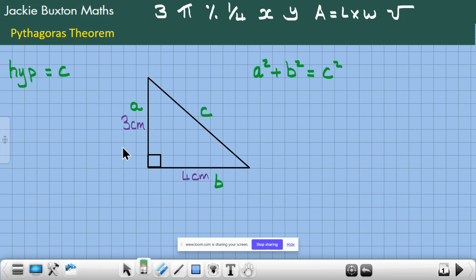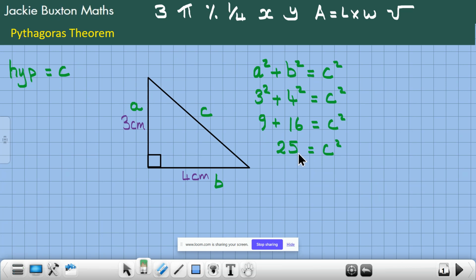Okay, so let's work this out. We can say that a squared, so that would be 3 squared, plus 4 squared equals c squared. So 3 times 3, or 3 squared, is 9. And then we're going to add to that 4 squared, which is 16. And that is going to equal c squared. Let's add these together, and that gives us 25. So 25 is c squared.